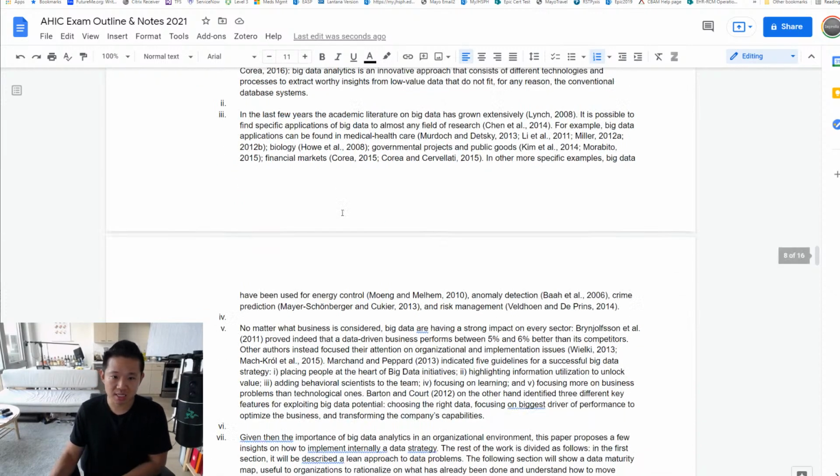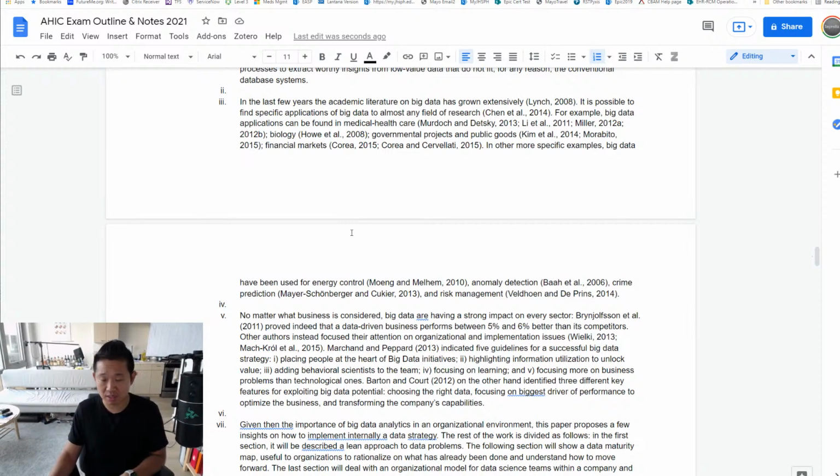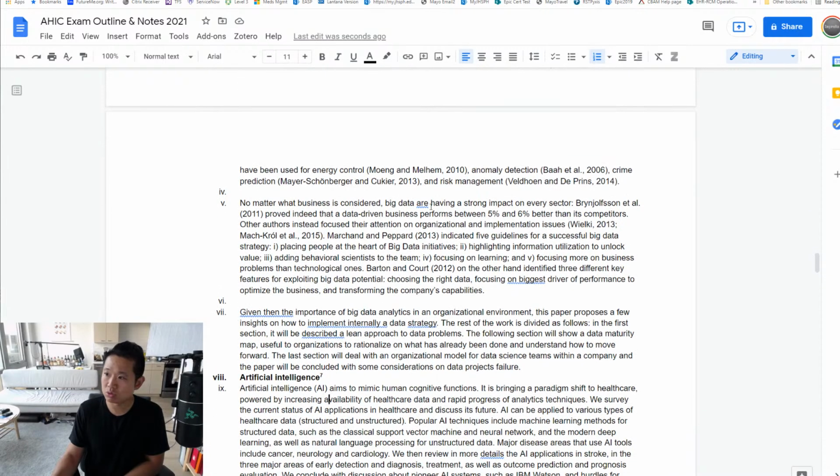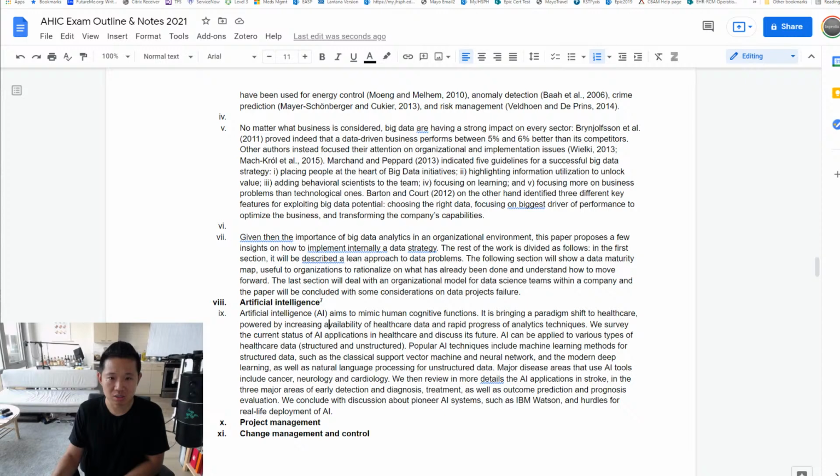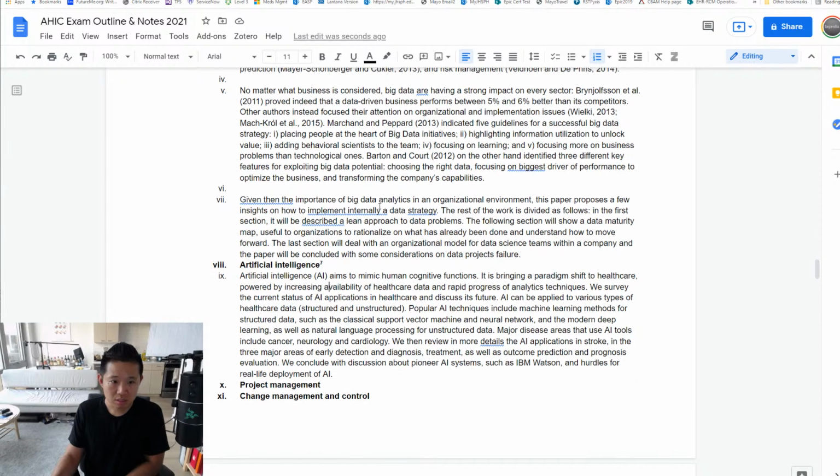In the last few years, the academic literature on big data has grown extensively. It's possible to find specific applications of big data to almost any field of research. For example, big data applications can be found in medical health care, government projects and public goods, biology, financial markets. Another more specific example is big data have been used for energy control, anomaly detection, crime prediction, and risk management. No matter what business is considered, big data are having a strong impact on every sector. That all makes sense.